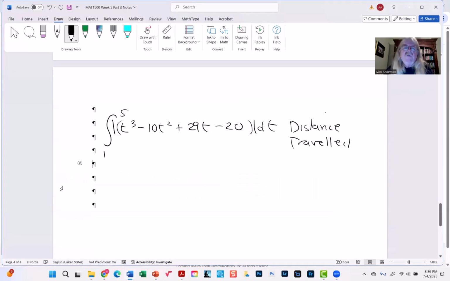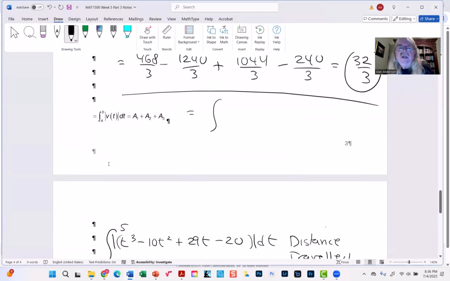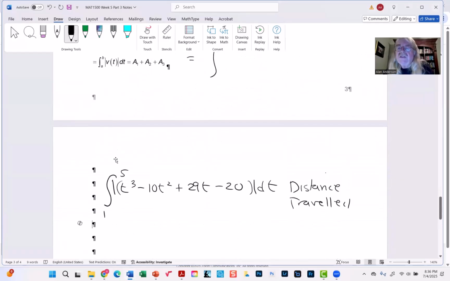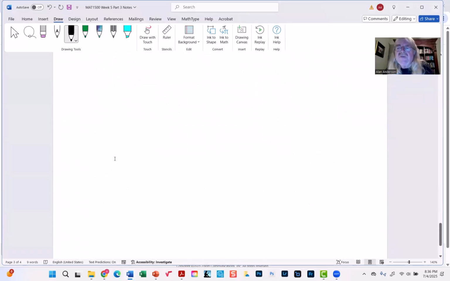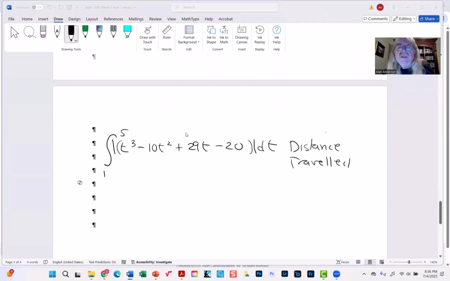What they meant for us to do is find where this thing crosses the axis. So we would have had to set this equal to 0 and then solve for the point where they cross and then break it up into two terms based on where it crosses the axis. In other words, they didn't just want us to take the absolute value of the individual terms.